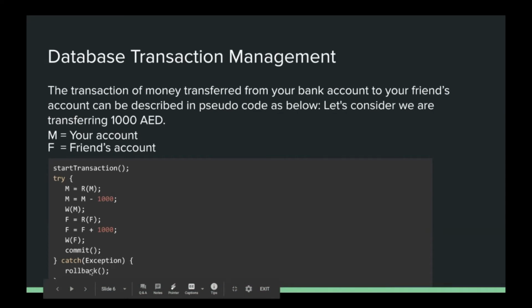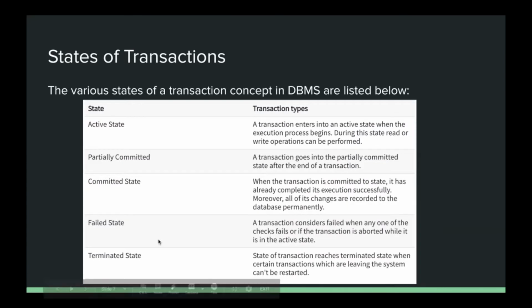So what is failed? A transaction is considered failed when any of the checks fail or if the transaction is aborted when it is in an active state. As I've told you, with any exception that happens during a single transaction of the database, all the changes that you have done during that moment will be reverted. And then the terminated state: when a transaction is leaving the system, it cannot be restarted.